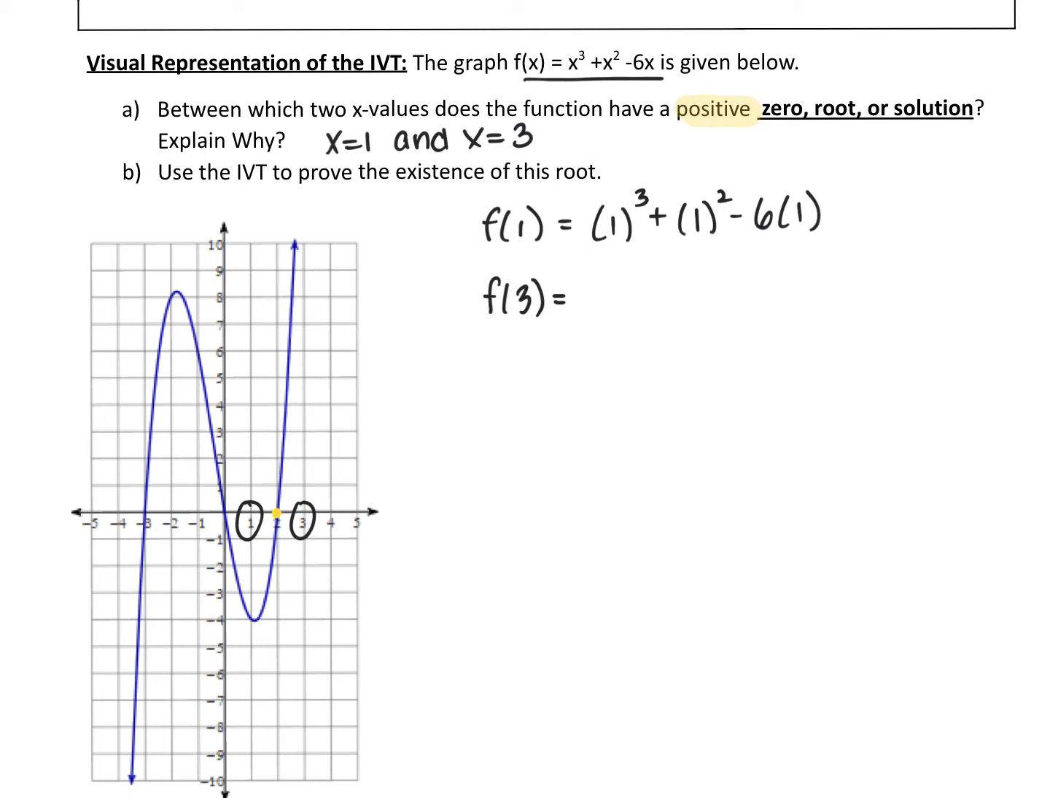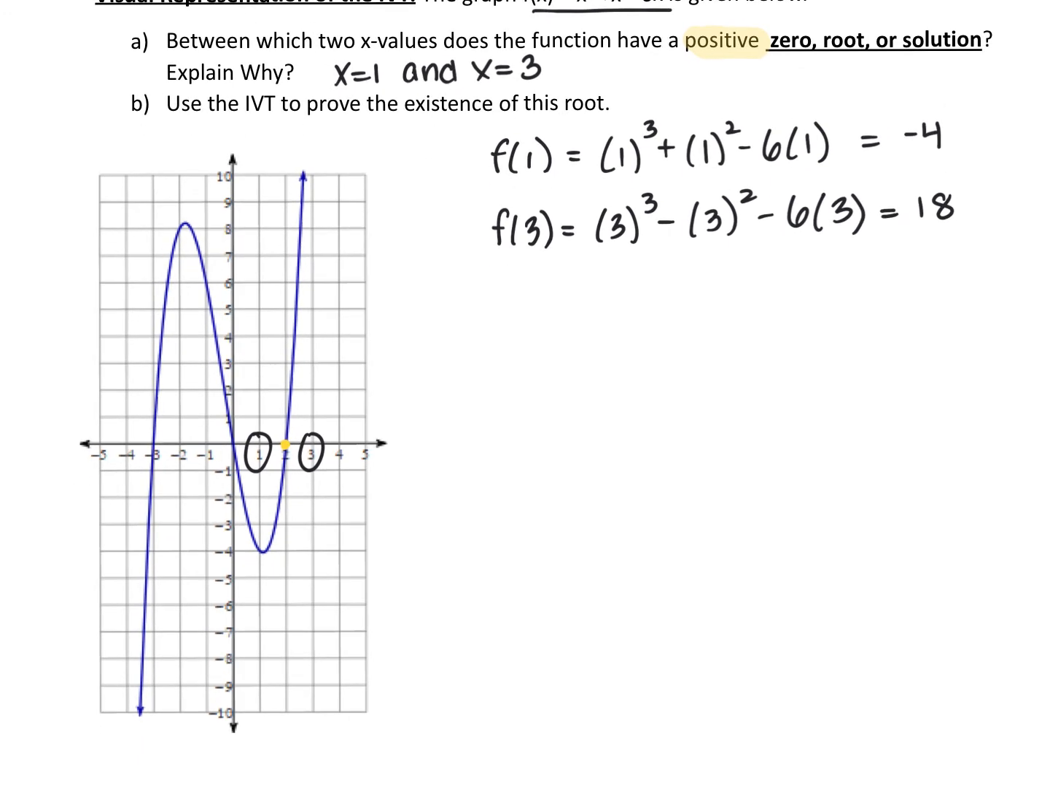Again, using the function up here, if I want to find f of 3, that just means everywhere I see an x, I'm going to put a 3. So take a minute, pause the video, and calculate these two values. Okay, so f of 1 should be -4, and f of 3 is 18. So you could probably see a couple of those values with the graph here.